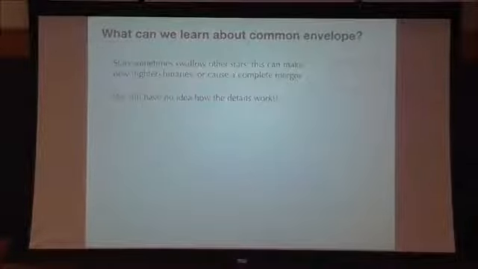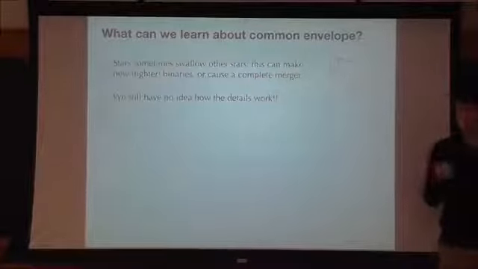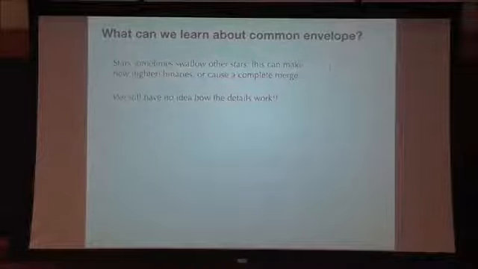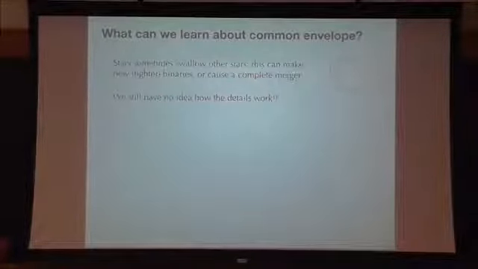Okay, so with all of this in mind, what have we learned about common envelope episodes, stellar mergers? I think the most striking thing is that stars are in binaries. They sometimes swallow other stars. And if nothing else, I hope I've convinced you that we have no idea how the details work, basically. We know this happens. We know that it leads to the formation of compact binaries. So we know in some cases they merge, and in some cases they eject the envelope.